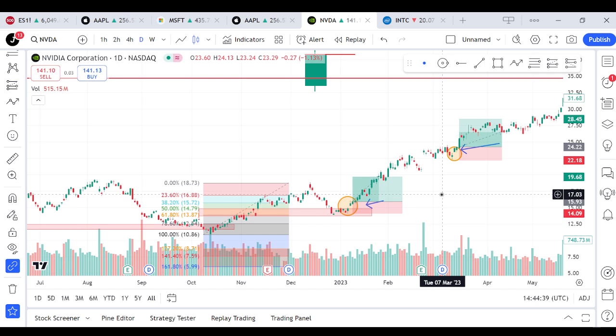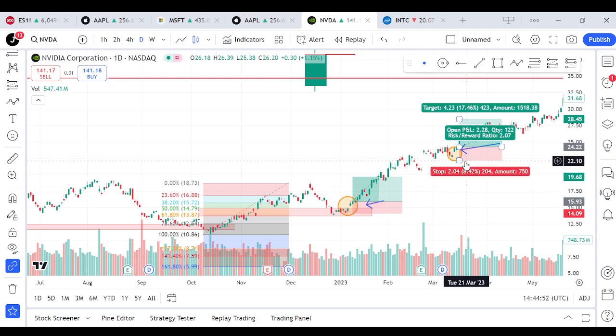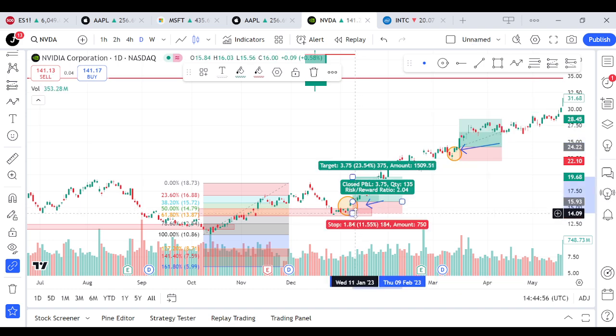The next mistake to avoid is neglecting risk management. Traders often get carried away by the excitement of a pattern and fail to set appropriate stop loss orders. Your stop loss order should be below the pattern's low, as you can see in all our examples, and always set a stop loss to limit your potential losses if the pattern fails.